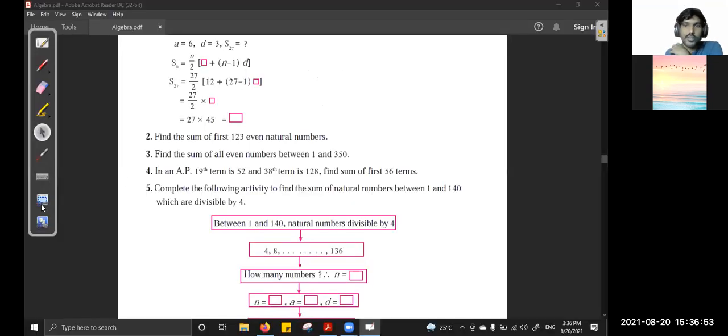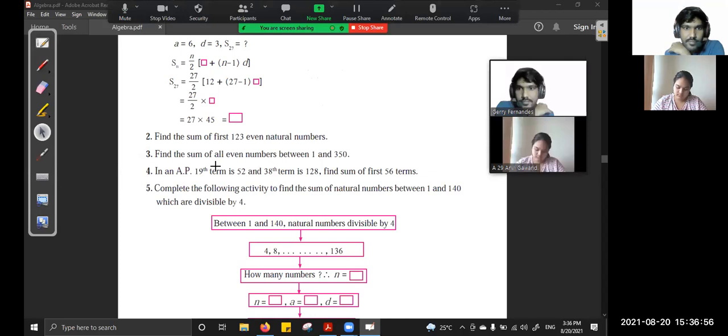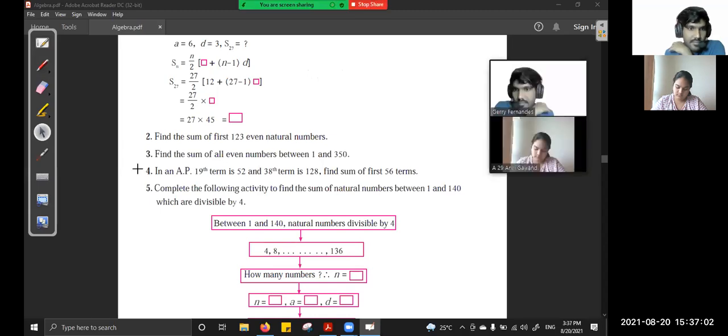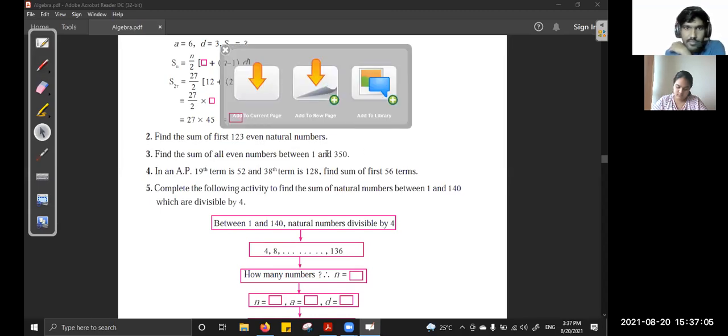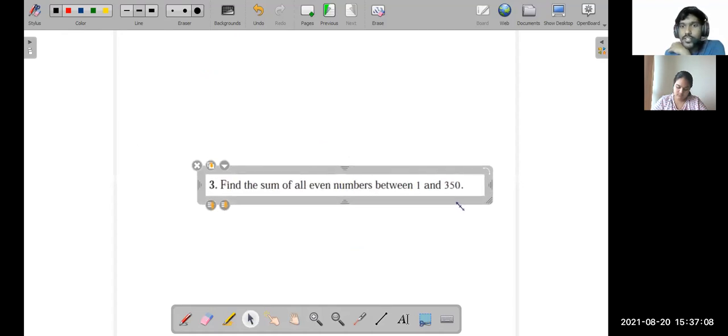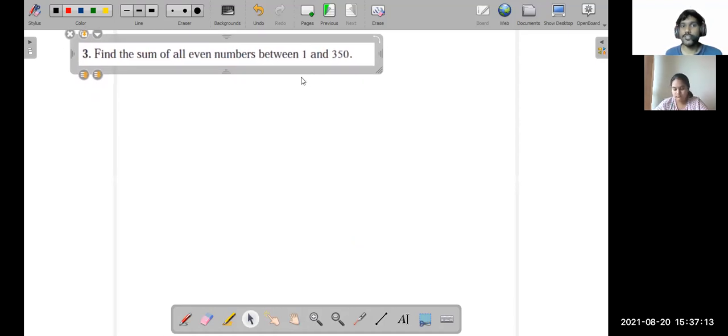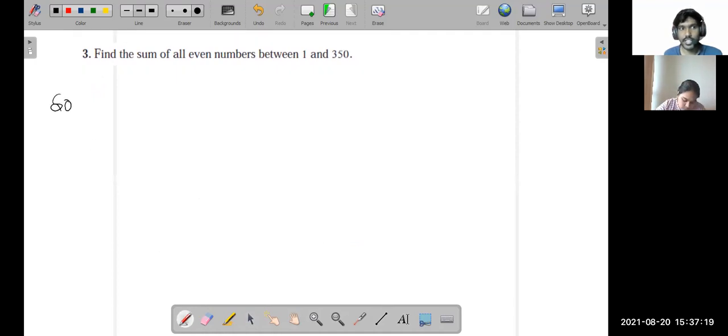Okay. Now let's see the third one. Now the third sum is like the previous one which we did before this one. Find the sum of all even numbers between 1 to 350. So which is the first even number between these two? 2 is the first even number, then 4. Which will be the last even number?